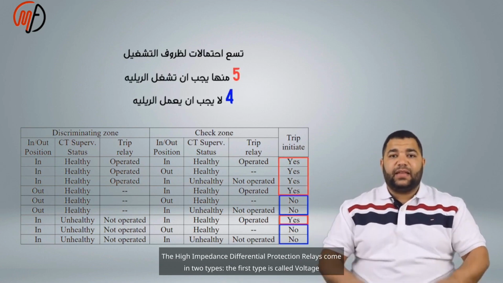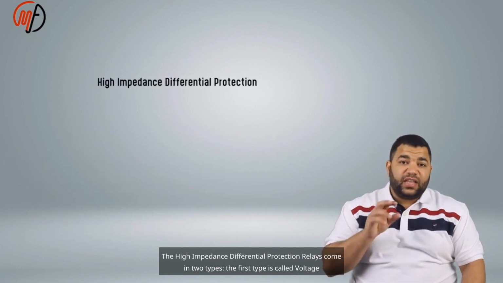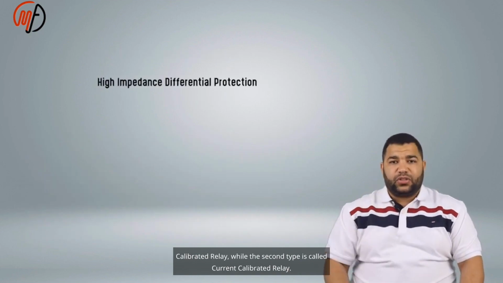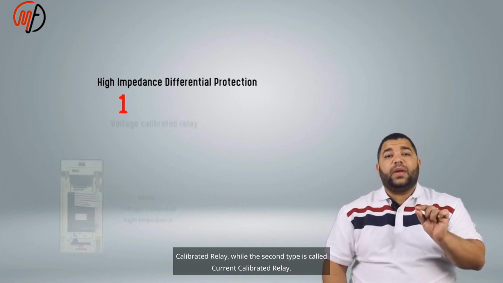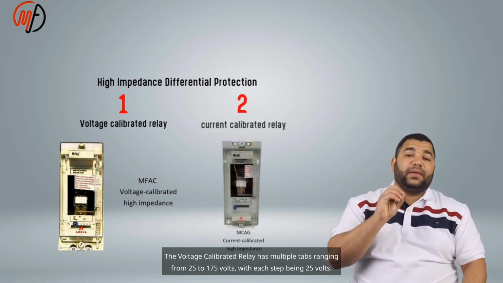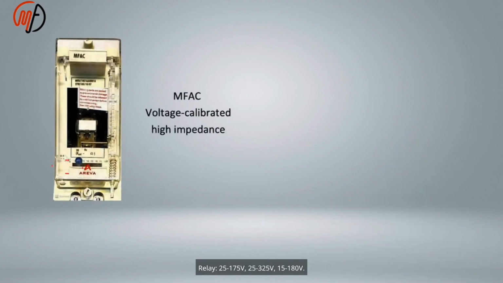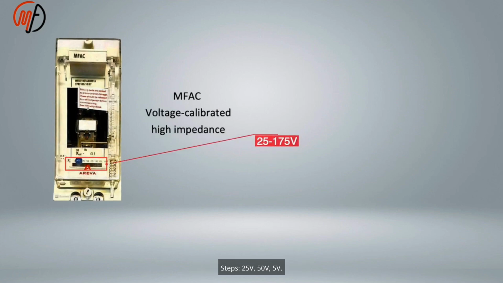The high impedance differential protection relays come in 2 types. The first type is called voltage calibrated relay, while the second type is called current calibrated relay. The voltage calibrated relay has multiple tabs ranging from 25 to 175 volts, with each step being 25 volts. Relay ranges 25-175V, 25-325V, 15-180V, with steps of 25V, 50V, 5V, with no external resistors.